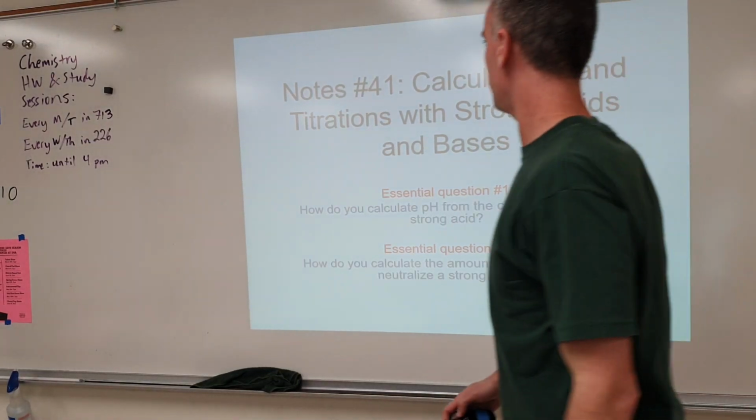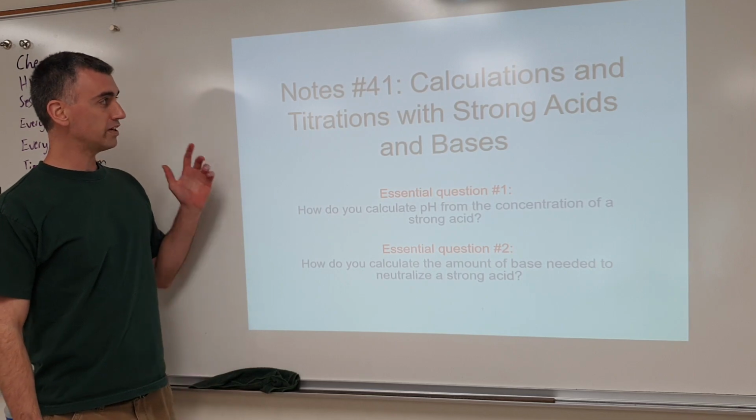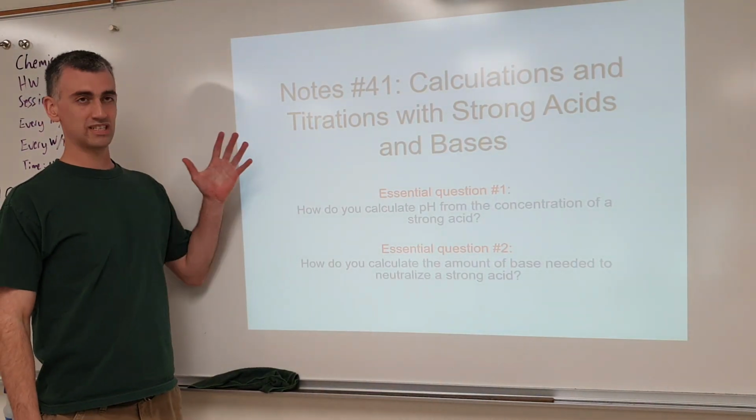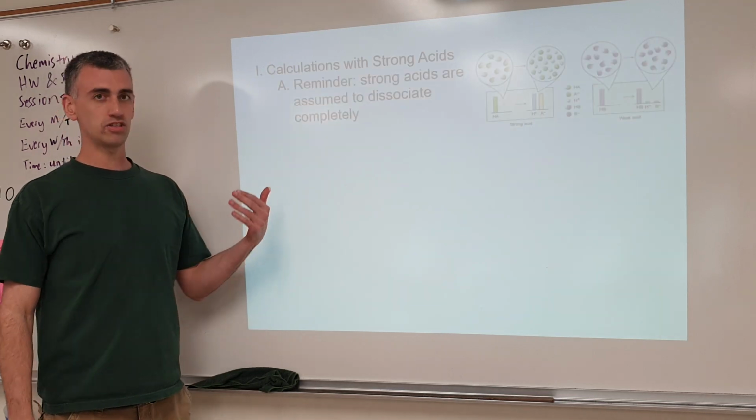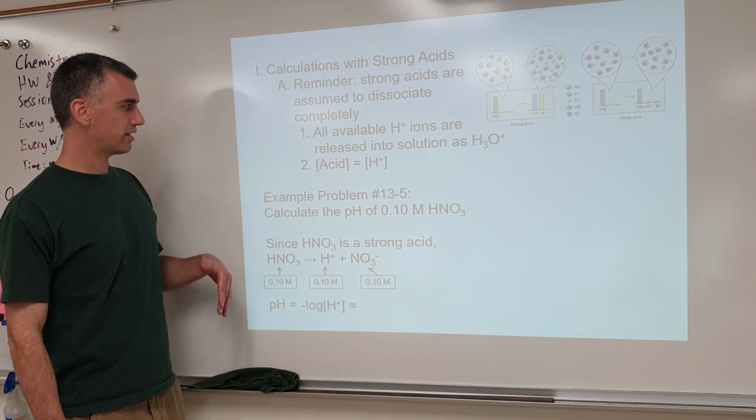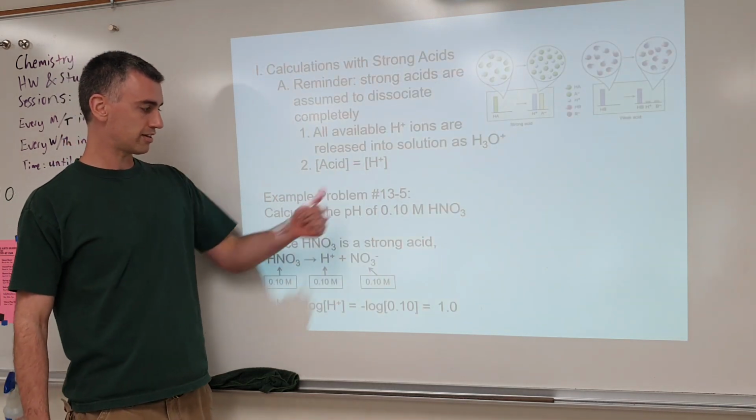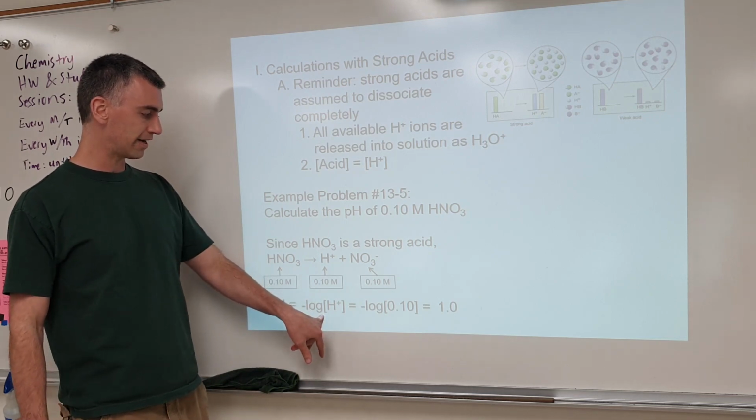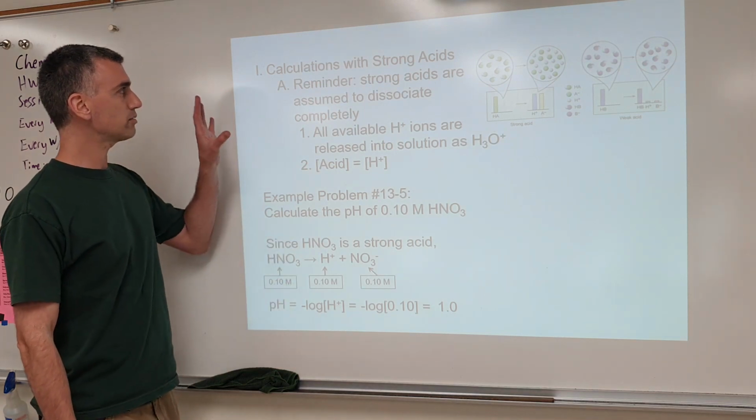All right, let's talk about how to do calculations with strong acids and bases. What's nice about it is it's not really different than the calculations you would have done before this point. Because what you've done so far, as a reminder, is you've said, okay, if I'm given the hydrogen ion concentration, I just take the negative log of hydrogen ion concentration, that gives the pH. Simple as that.